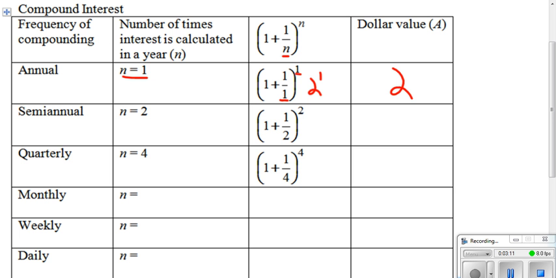So let's say that they check it semi-annually. That means it was checked twice, once at the middle and once at the end probably. So we would plug 2 in at our n value at the bottom here and for our exponent. 1 plus 1/2 would be 1.5 to the 2nd power, or squared. So at the end of that year, you would actually have 2.25. So it's actually better if they check it more times.